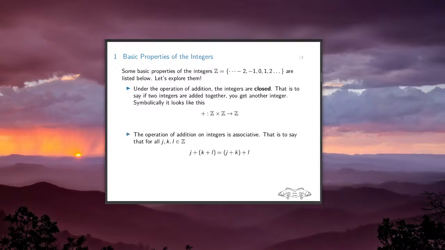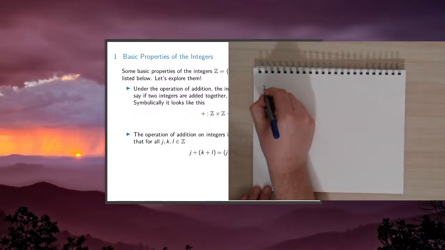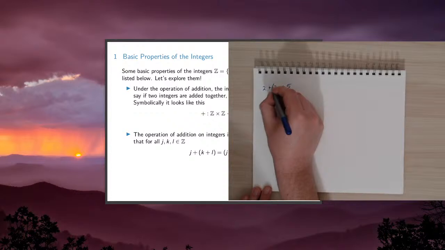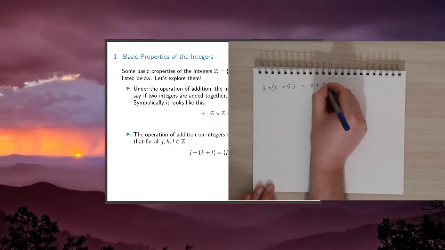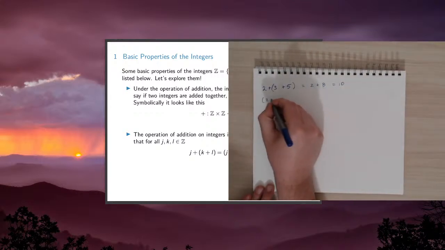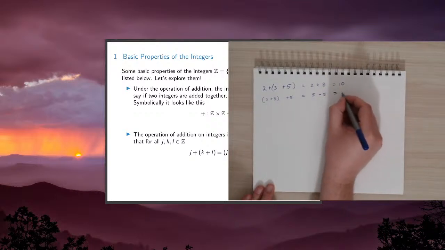Another nice property of the integers is that if we take three of them, or any finite number of them, in point of fact, we can order them in whatever order we want and add them together and we get the same result. To make this less abstract, let's see exactly what this means. If you had, say, 2 plus 3 plus 5, it doesn't matter if I add 3 and 5 together first. This is 2 plus 8, which is 10. But alternatively, if I add 2 plus 3 first, well, that's 5 plus 5. And again, that's 10.